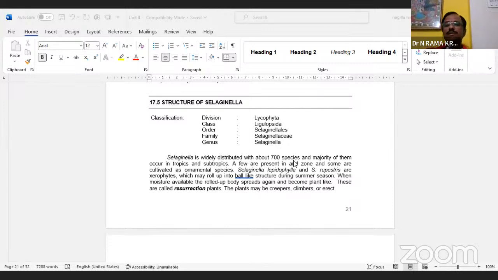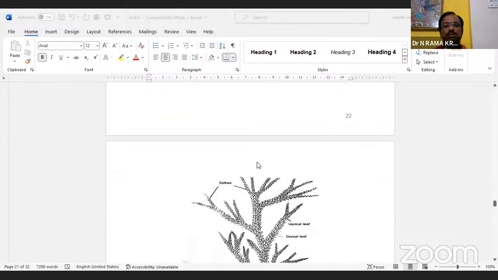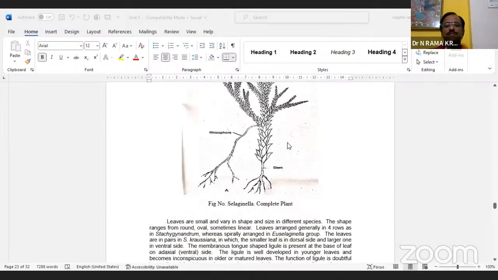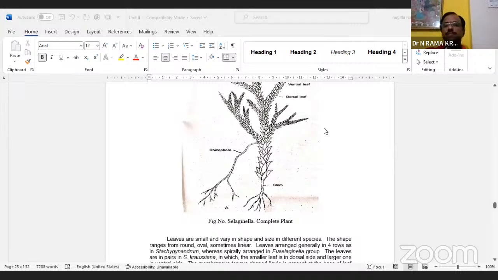Now you see this is the classification of Selaginella. It belongs to Lycophyta and Bryophyta, order Selaginellales, family Selaginellaceae, genus Selaginella. This is a Selaginella plant. There is a little bit of variation between Lycopodium and this one, but this plant is also a sporophytic plant.